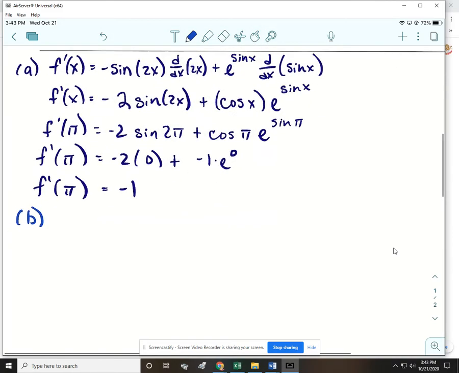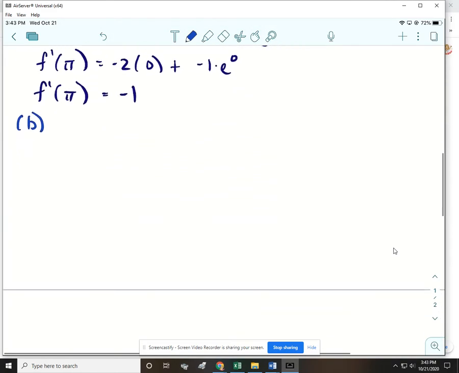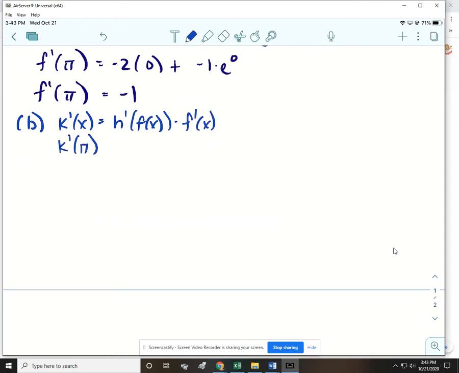Right, for B, we are going to let K be the composition of F and H, and then we're going to find K prime of pi. So we'll start by finding K prime of x by basically just writing out the chain rule in symbols. Then we'll go back and put in pi for x.